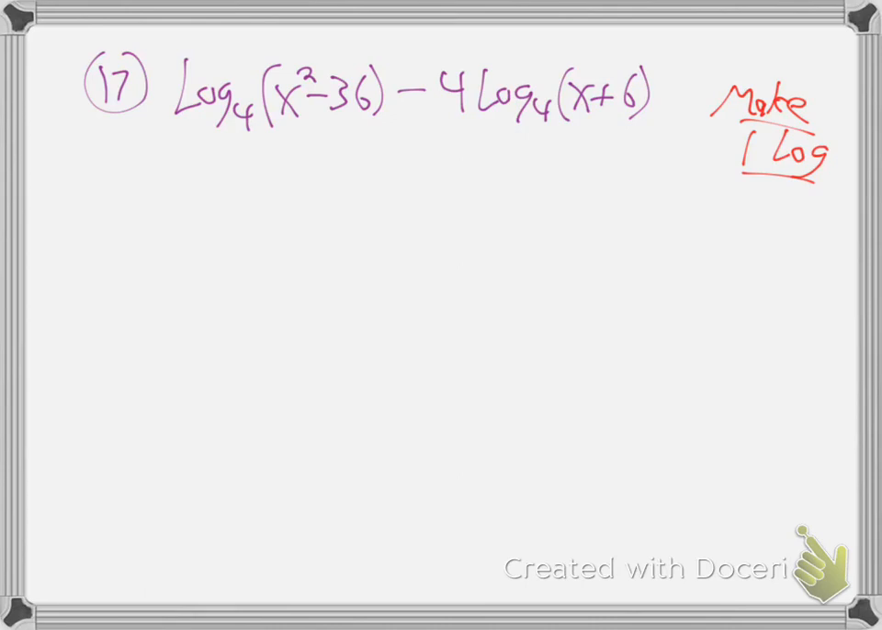x squared minus 36, you got to factor that, huh? That's going to factor x plus 6, x minus 6. We good? That's right. And you know where that 4 is going to go that's in front of that second log. Well, the x plus 6 cancels, doesn't it? That 4 is going to go to the power. And then make it a big old fraction, right? Because it's subtraction.